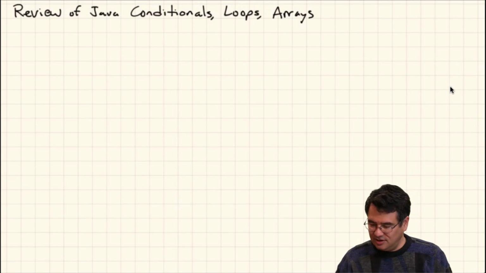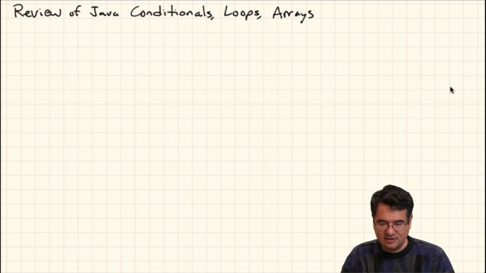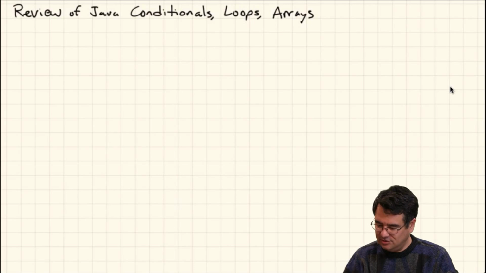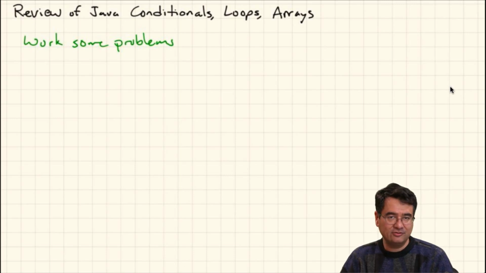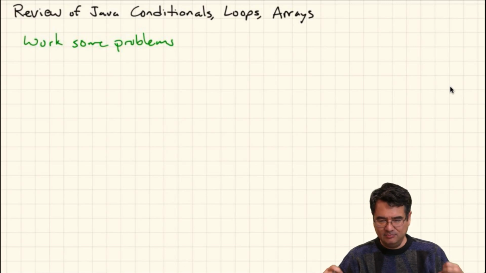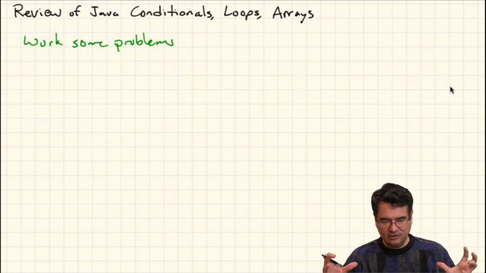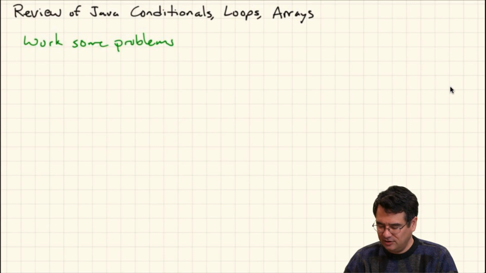Okay, so what we're doing today is kind of a review of Java conditionals, loops, and arrays. So I thought that we could work some problems on just doing some live Java coding. And then after we do some of those, I can talk to you about some of the conceptual models. That is how you should be picturing your program in your mind or on a piece of paper as you're writing your programs.